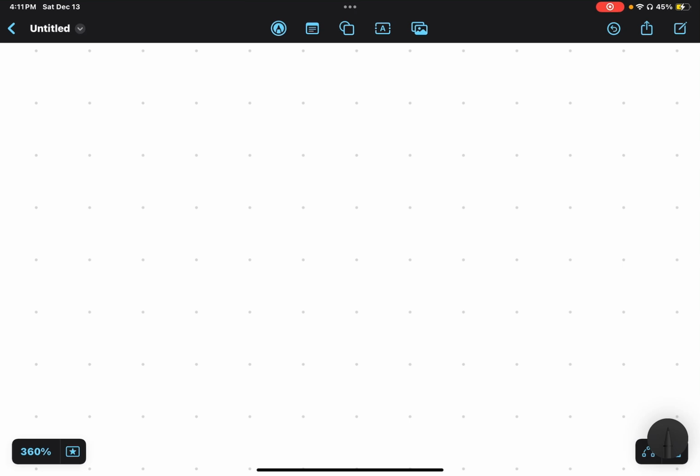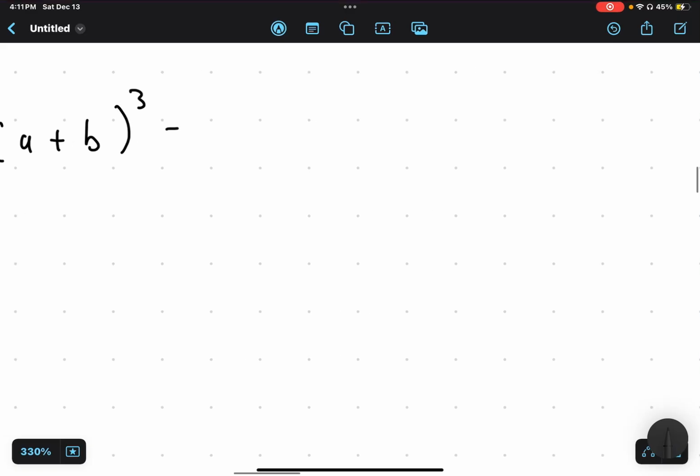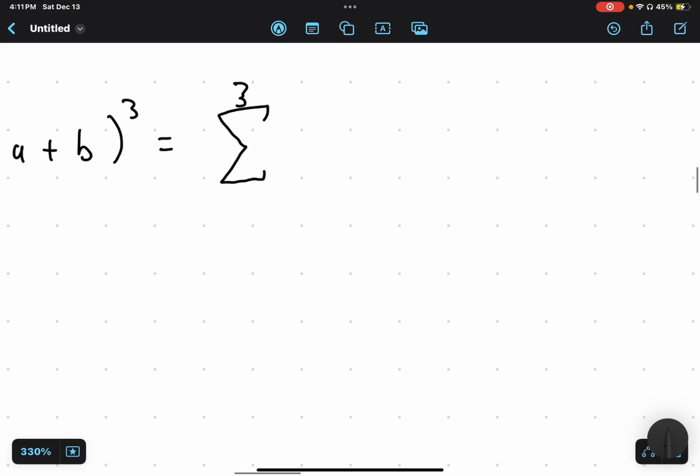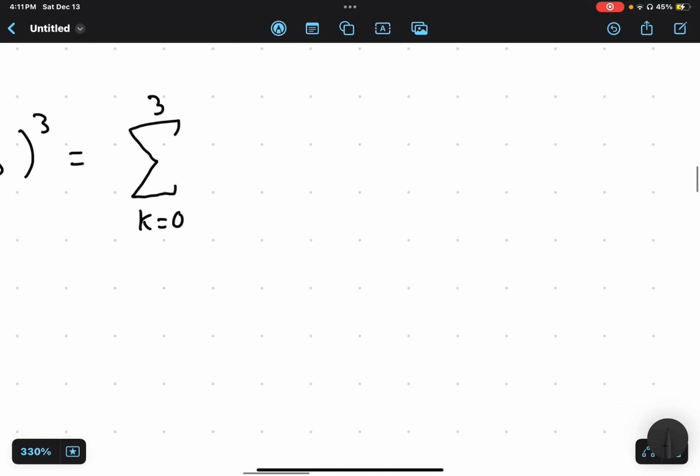It shouldn't be too difficult, because this is not that difficult in general. So we're going to start off with (a + b) to the power of 3. Now, remember our formula, this is going to be the sum of 3 choose k, from k = 0 to 3. I should have written the 0 first.